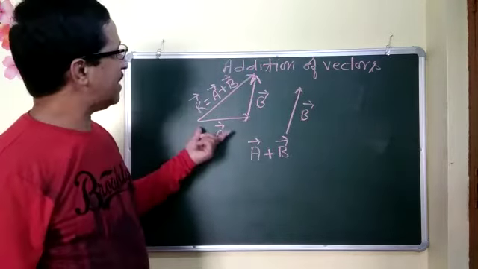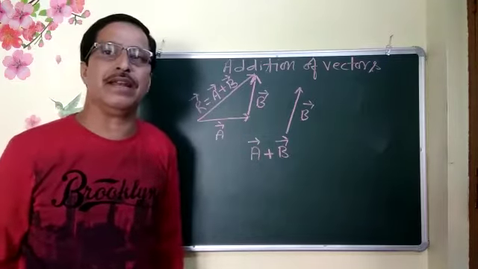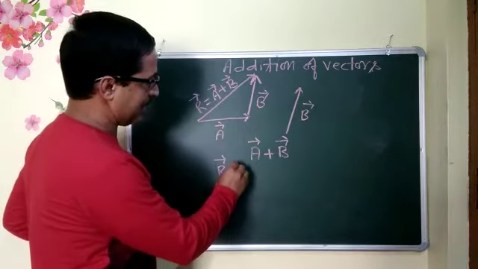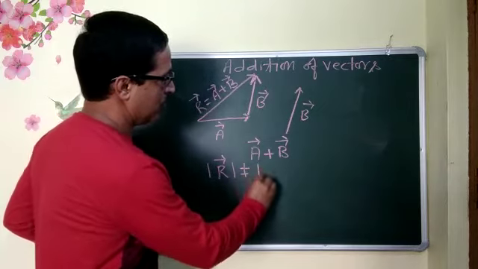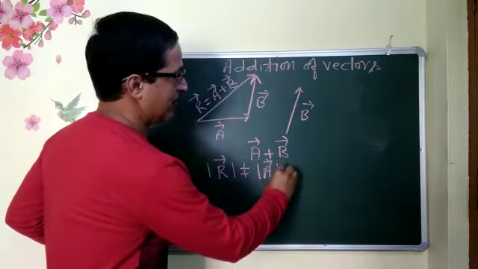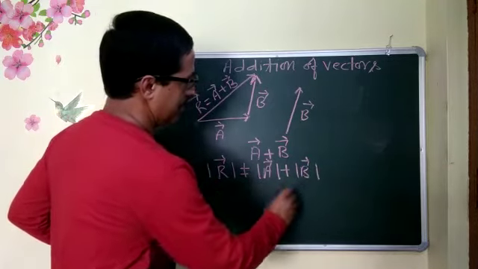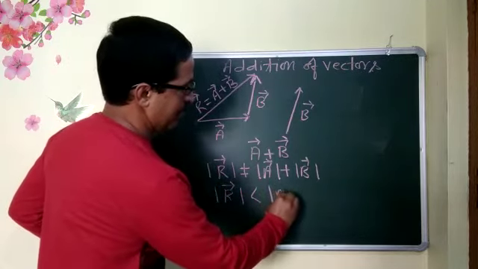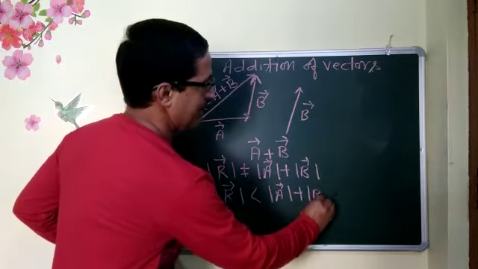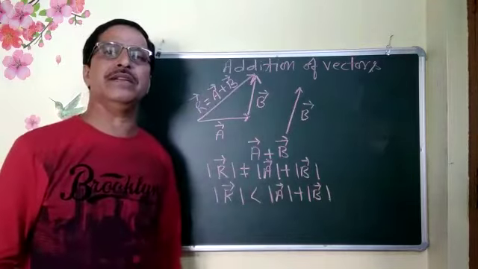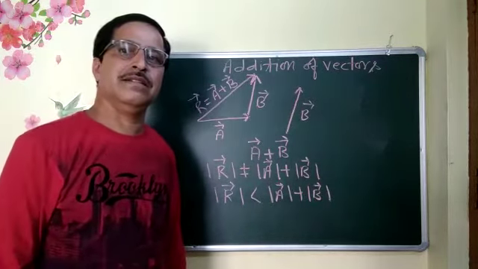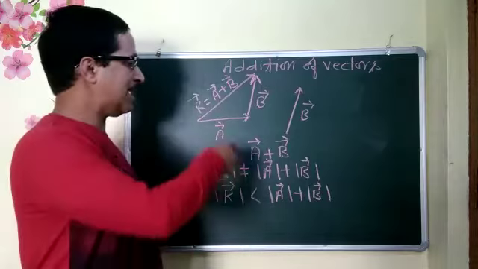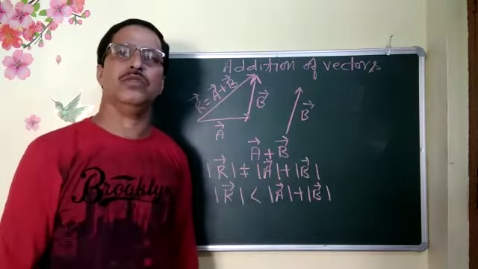You can see that if the two vectors A and B are not parallel, then the magnitude of the resultant vector R will not be equal to the sum of the magnitudes of the two vectors A and B. It will actually be less than the sum of the magnitudes of the two vectors A and B. This fact you know from the beginning, from the properties of triangles, that the sum of two sides of a triangle is always greater than the third side. The same is holding true here too.